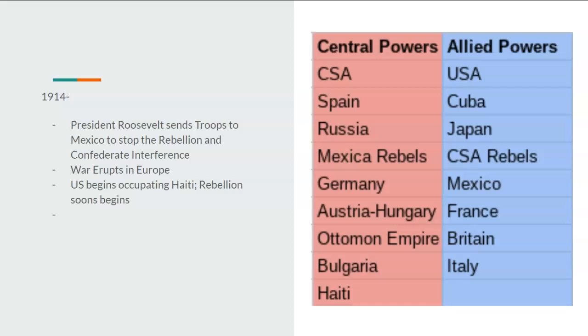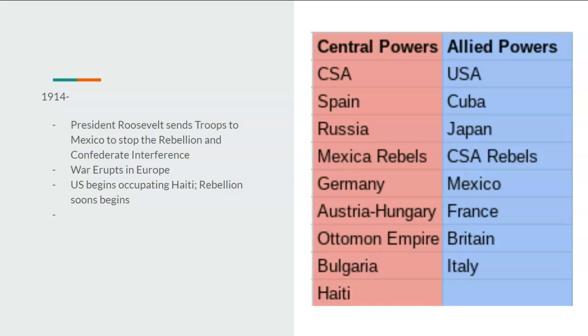In 1914, let me see here, Cuban rebels. Okay, yeah, Cuban. So I was right. President Roosevelt sends troops to Mexico to stop the rebellion and Confederate interference. So there's another battle there. And war starts to erupt in Europe among most of the European countries, and the U.S. begins occupying Haiti, which sparks a rebellion.